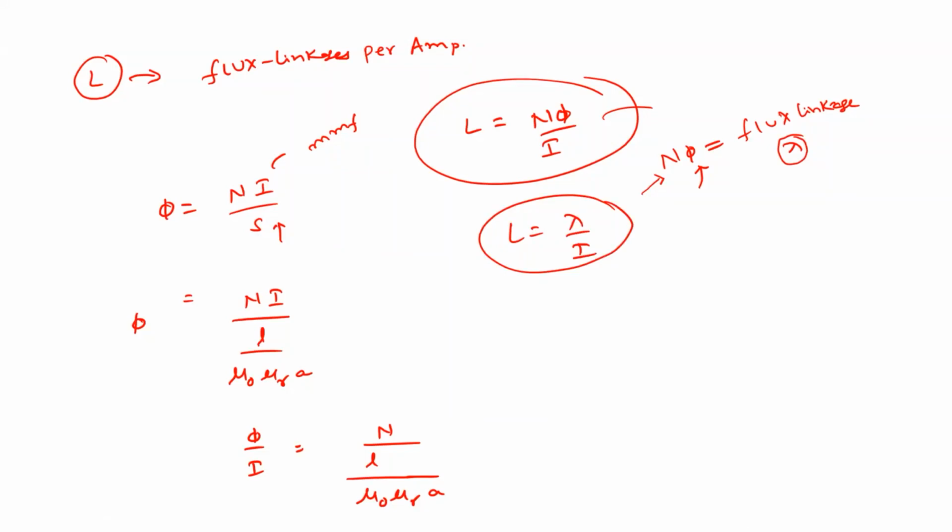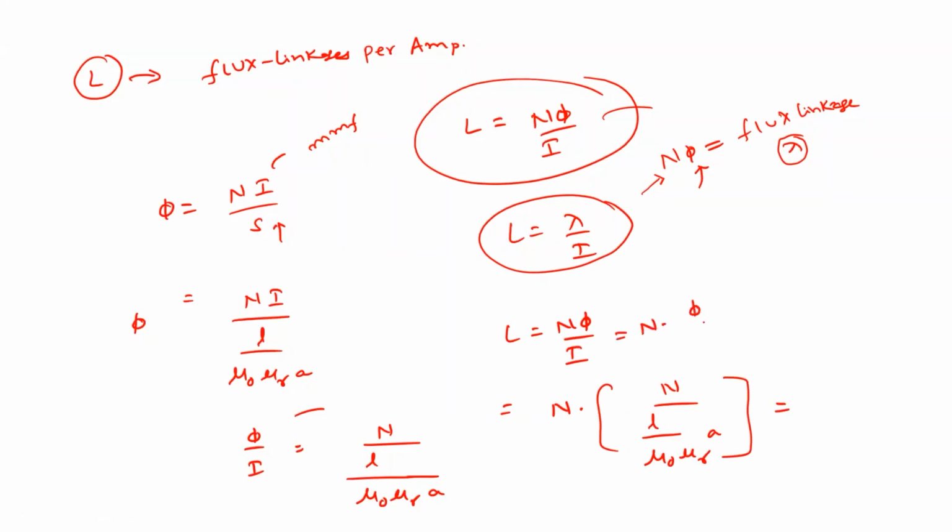So L equals N phi by I. Instead of phi, you can write N by L upon mu naught mu R A. I've written this as N into phi by I. So this is phi by I. Is that clear? So what is it equal to?